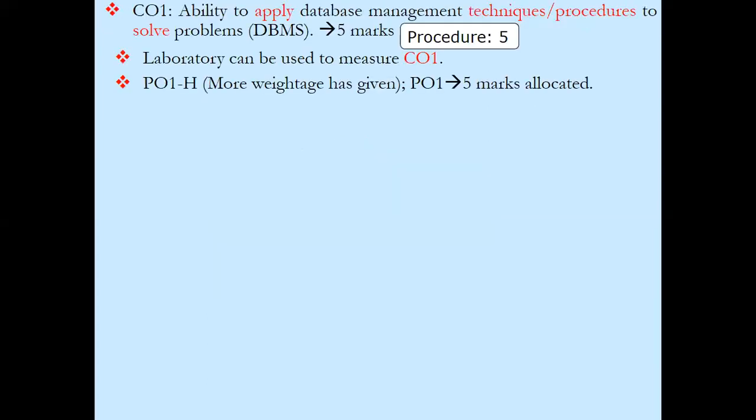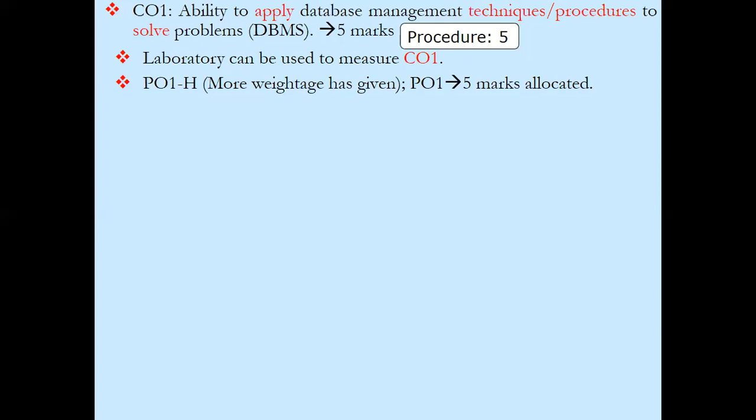Now, if you look at it, for the procedure point of view, you will give the marks. Then I'm writing 1 CO. For example, the student has the ability to apply the database problem. In the sense, if you're applying any model, technique, or procedure, then you can map this particular CO with PO1. I am allocating the 5 marks.